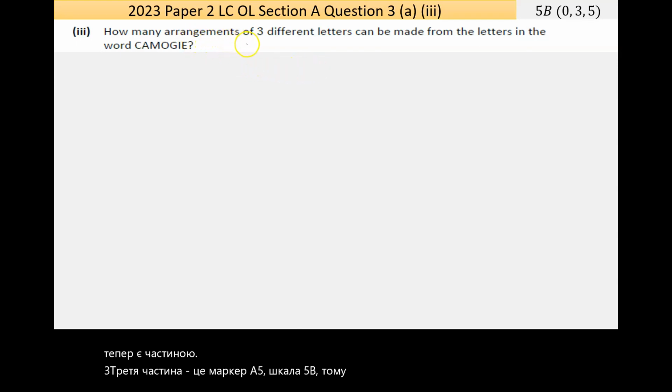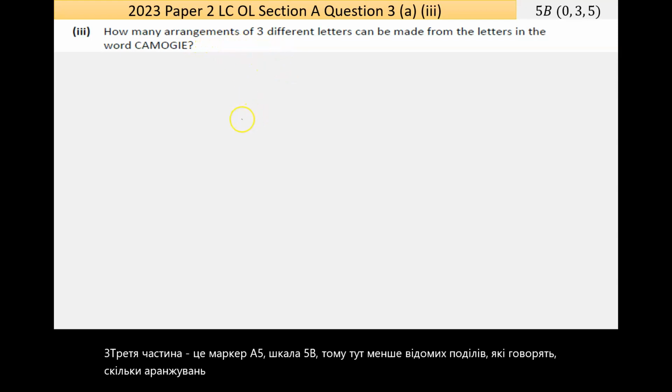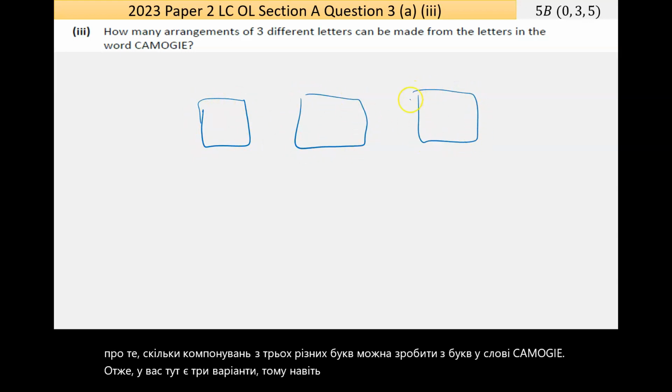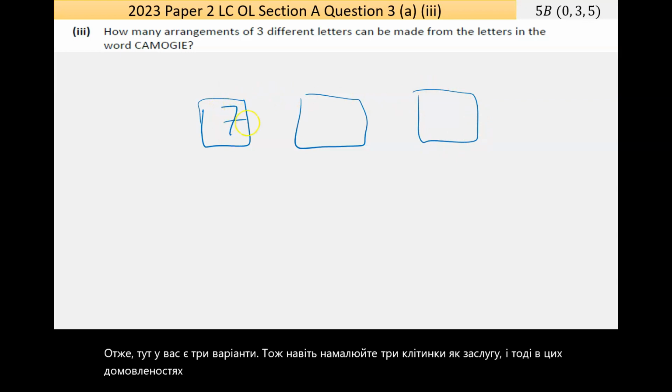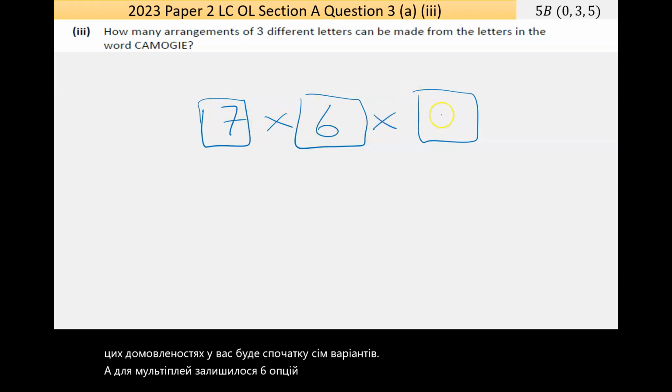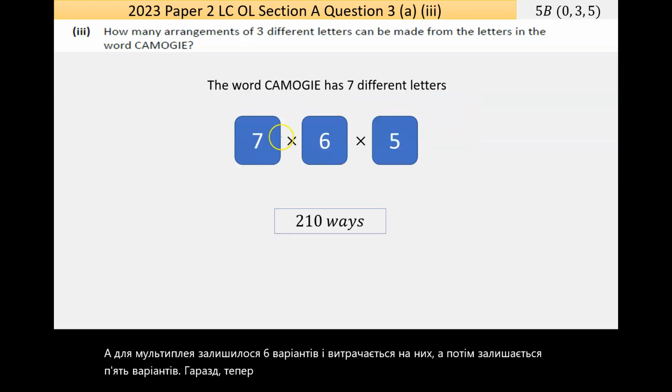It says how many arrangements of 3 different letters can be made from the letters in the word camogie. So you have 3 options here. So even drawing the 3 boxes is work of merit. And then in those arrangements, you would have initially 7 options, and so multiply 6 options left then because you've used up one of them, and then there's 5 options left. Okay. Now 7 by 6 by 5 is the same thing as 210. Okay, so there's 210 ways to pick out 3 different letters.